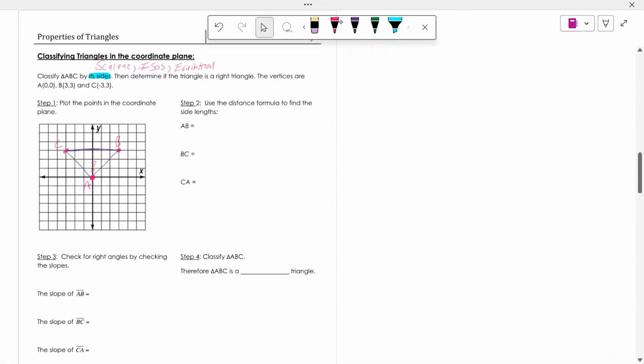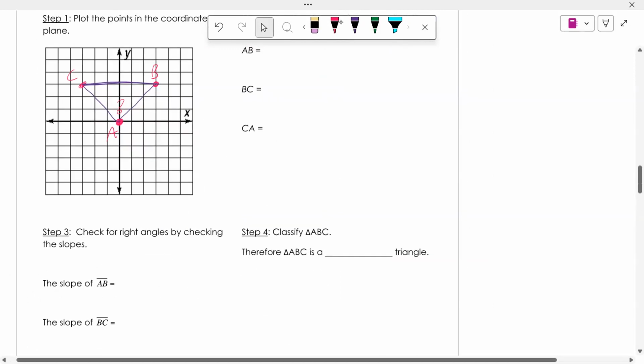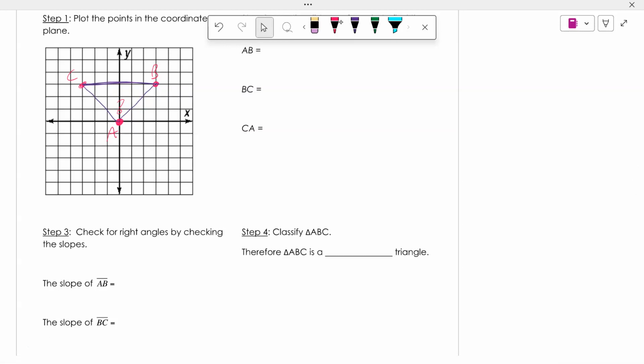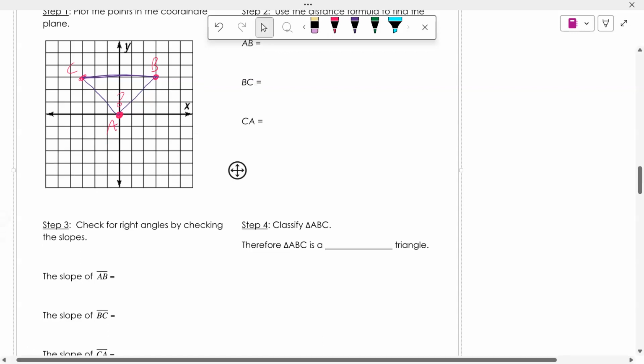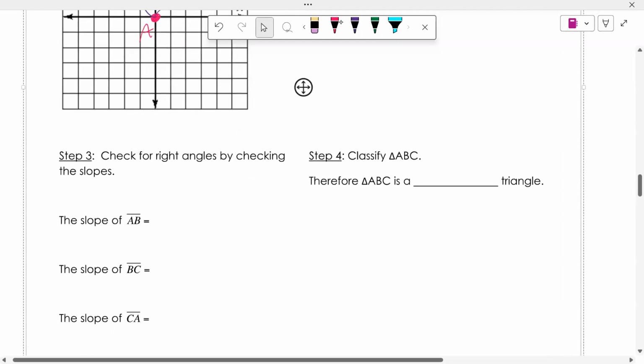So I know we're kind of skipping to the next step, but I actually want to do that first, because if it's a right triangle, that creates a little bit less work for me in terms of checking all the sides. If it is indeed a right triangle, the side across from it, CB, would have to be the largest side. So that already eliminates the option that it would be an equilateral, because you can't have an equilateral right triangle. So in fact, I'm going to skip to step 3 if that's cool with you, and then we'll slide back. So let's check for right angles by checking the slopes.